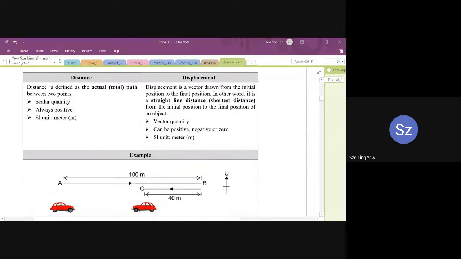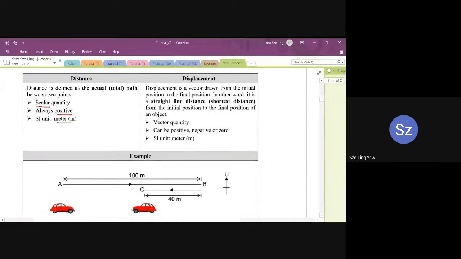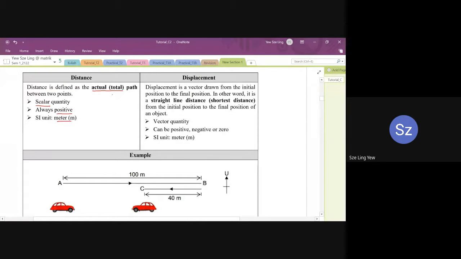This is a very typical example that shows you the difference between scalar and vector. Distance is a scalar quantity. Scalar quantity is always a positive value. We don't have a negative value. Distance cannot be negative, time cannot be negative, so they are always positive. The SI unit of distance is meter. We use it to represent the total or actual path traveled by someone.